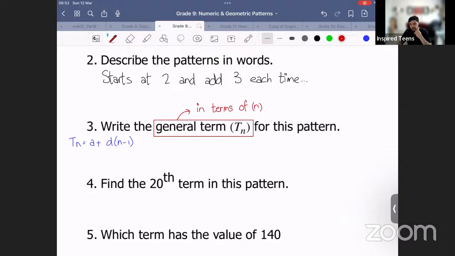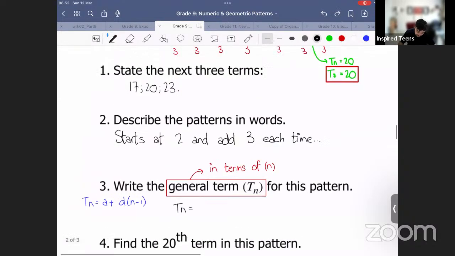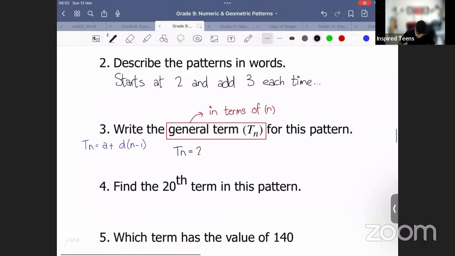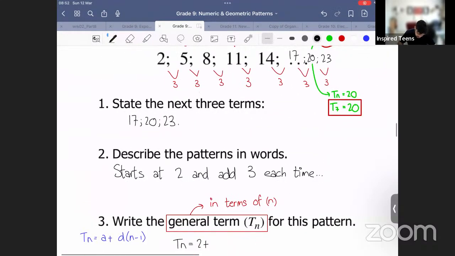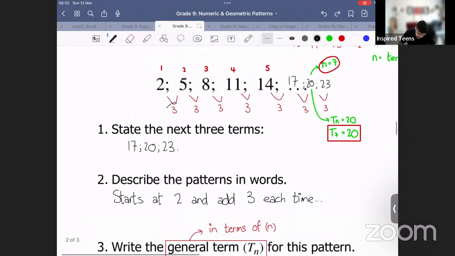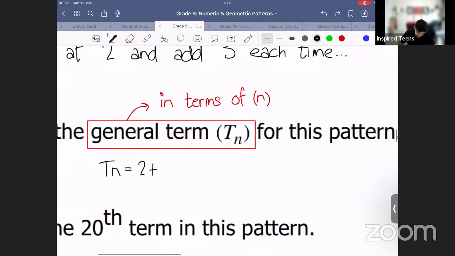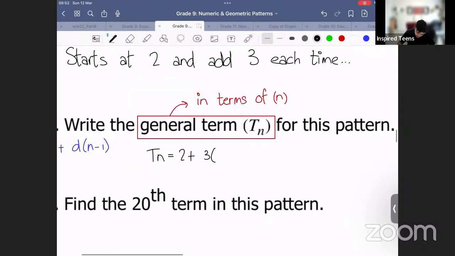Yes, 3n minus 1 is the rule. Correct. For all of you who said 3n minus 1, you guys are correct. They want it in terms of n. So when solving for the general term, you'll always leave n as n. So I'm going to have Tn. What's my first term in this pattern? My first term is 2, so I put 2 plus, what is my constant difference? Because that's what's next, d. My constant difference is positive 3. Please, the sign is very important. If it's negative, you put negative. So it's positive 3 times n minus 1. Always leave n as n.